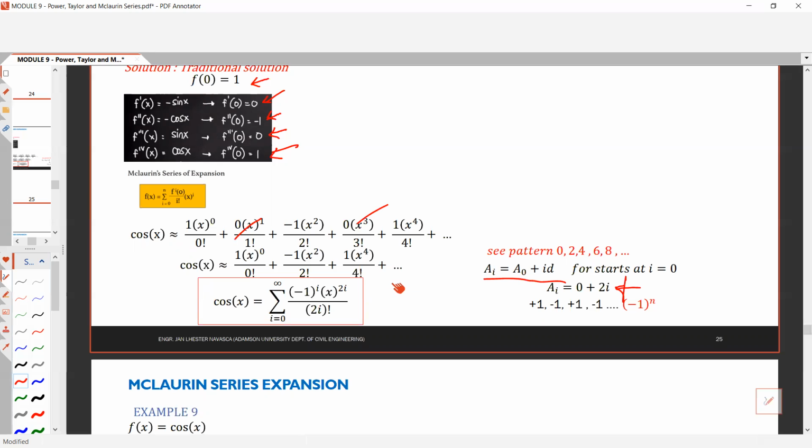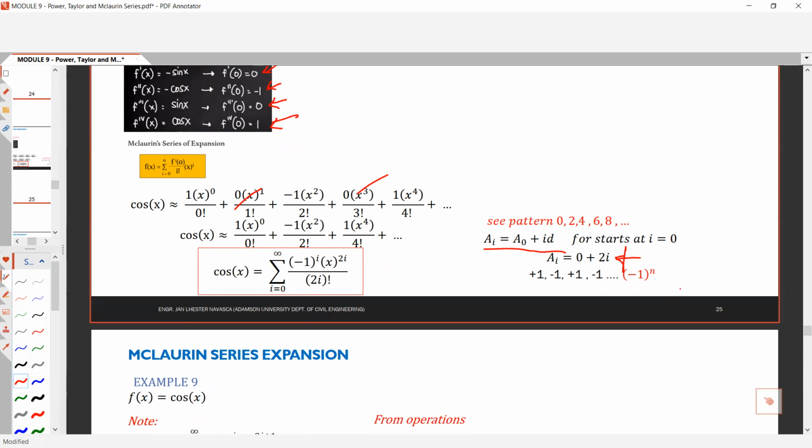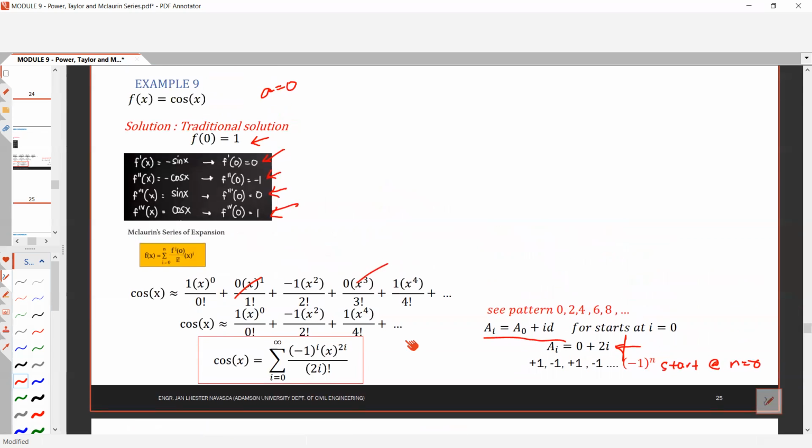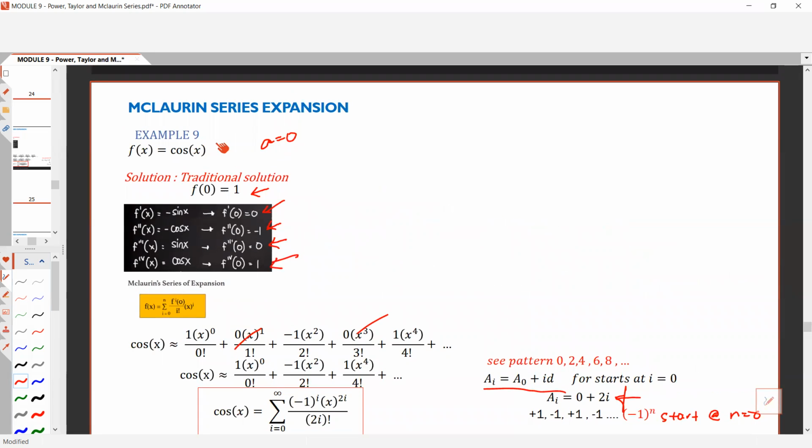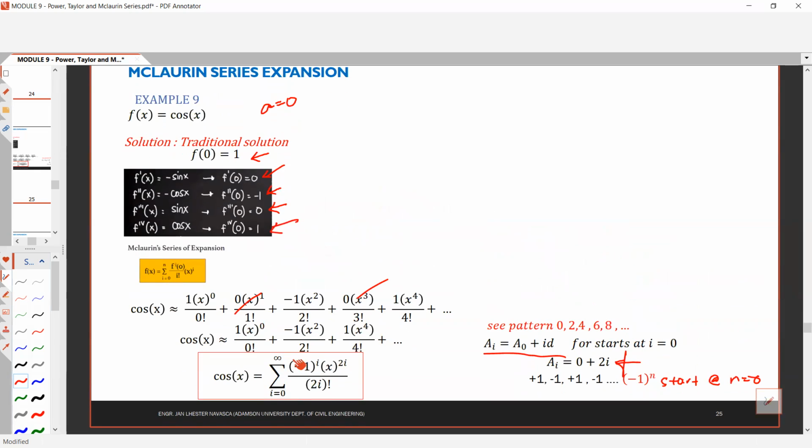Okay, so since ito is positive 1, negative 1, that is simply negative 1 raised to n. Starting at, sorry, hindi ko nasulat dito eh. This should start at n is equals to 0 then. Okay, so therefore, our traditional solution for the Maclaurin series expansion of cosine x is simply this one: negative 1 raised to I, x raised to 2I over 2I factorial. Okay, so ito yung traditional solution.